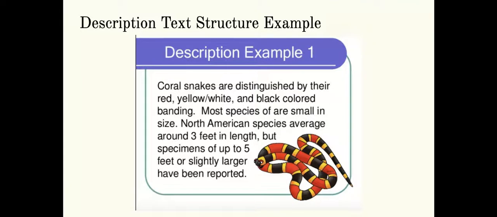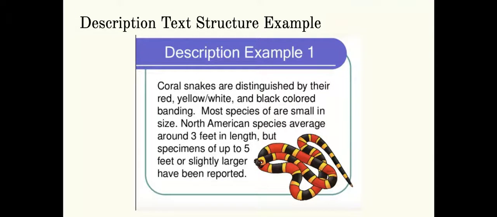So here is an example. It says, coral snakes are distinguished by their red, yellow, white, and black colored banding. Most species are small in size. That's a typo. Most species are small in size. North American species average around 3 feet in length, but specimens of up to 5 feet or slightly larger have been reported.